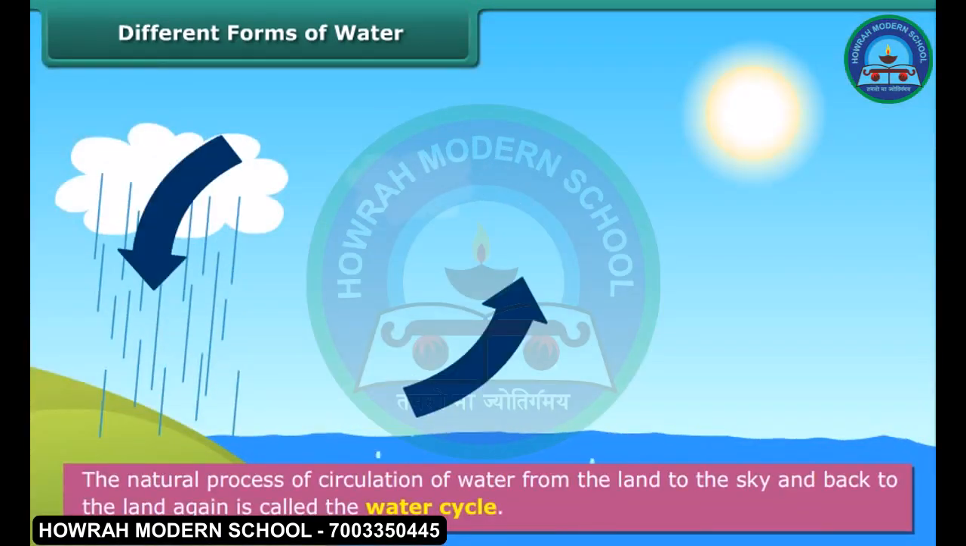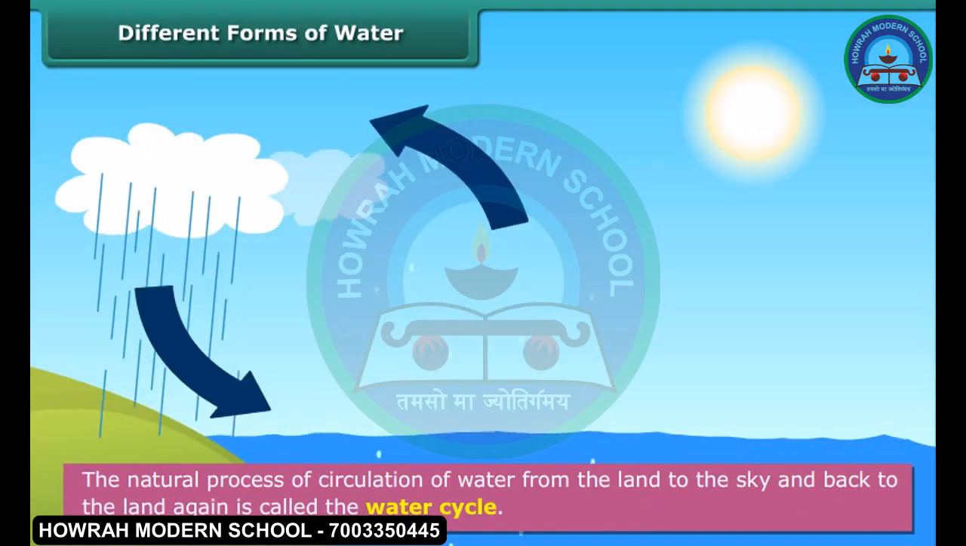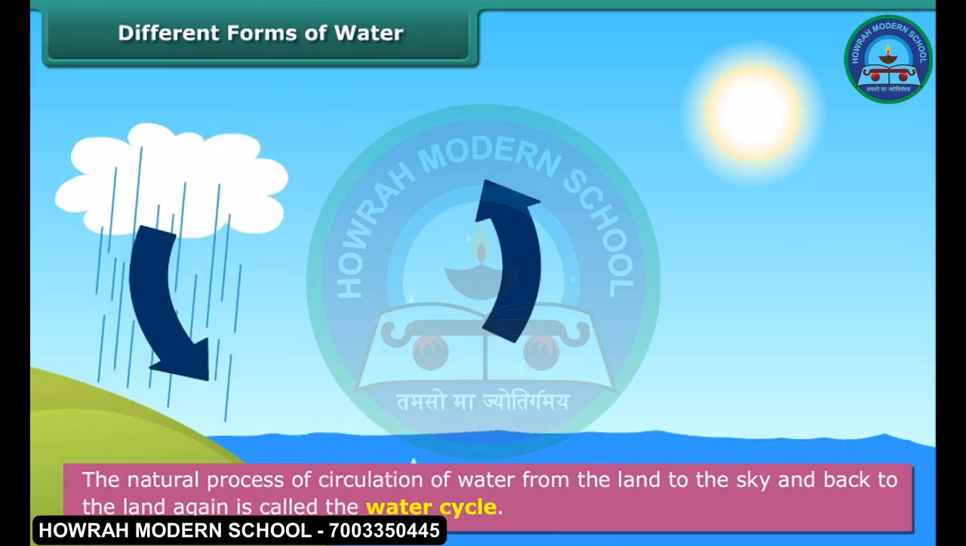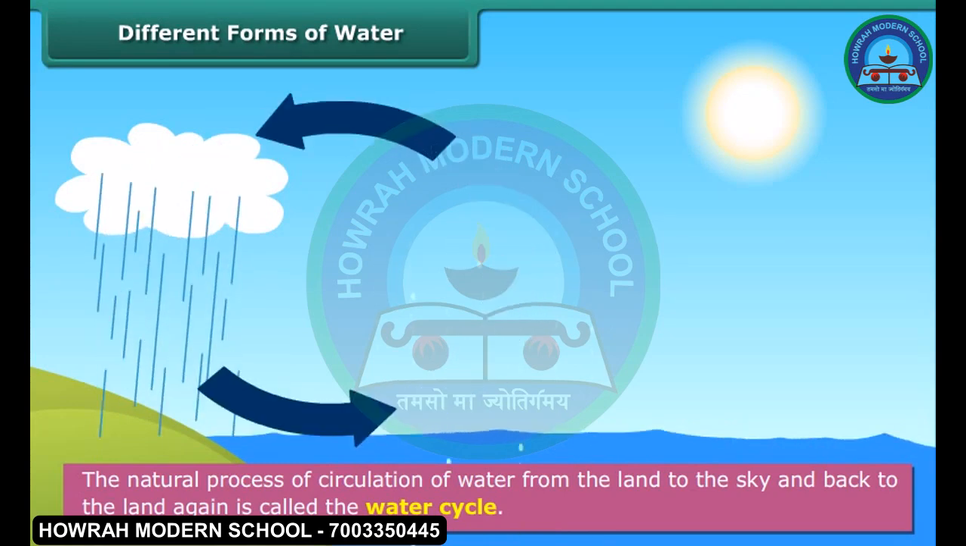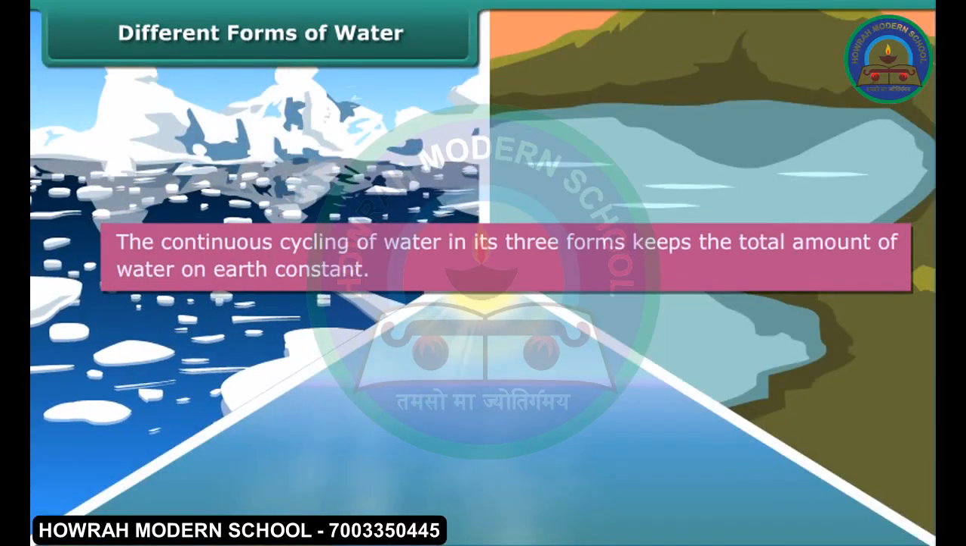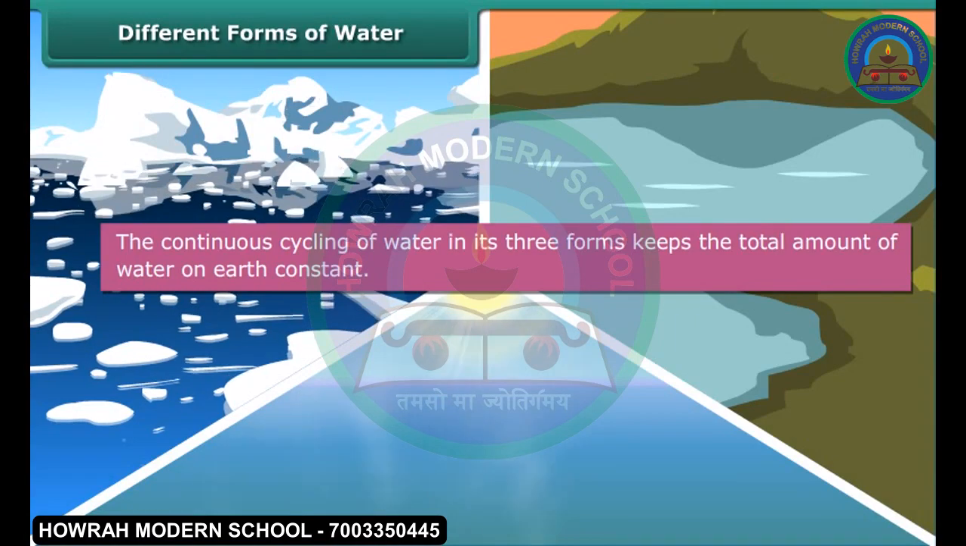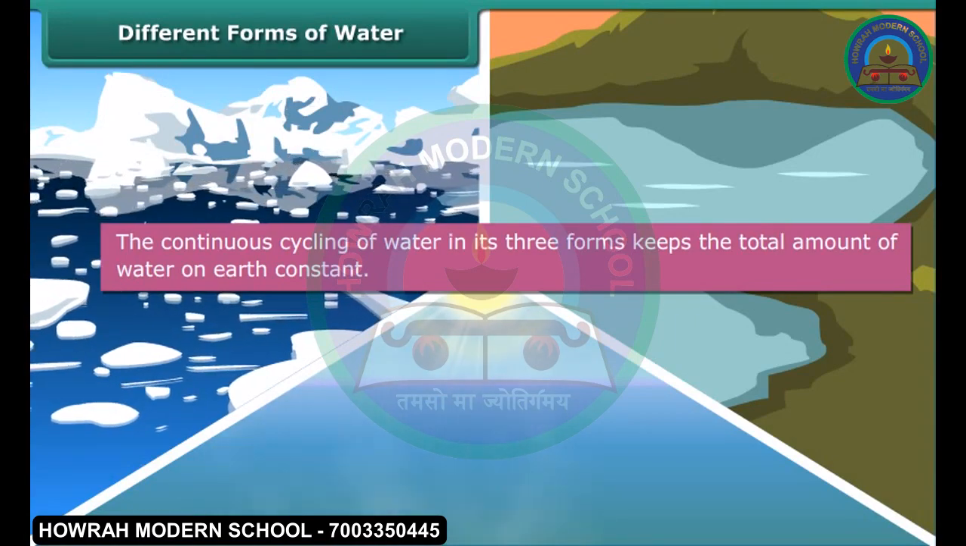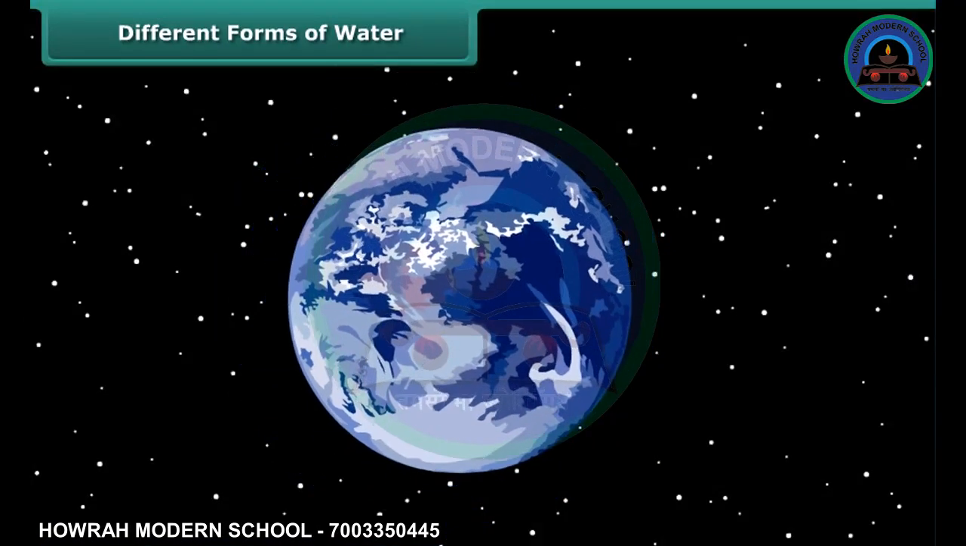The natural process of circulation of water from the land to the sky and back to the land again is called the water cycle. The continuous cycling of water in its 3 forms keeps the total amount of water on earth constant even when the whole world is using it.